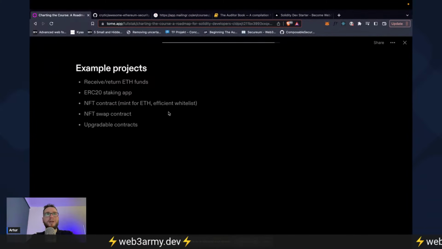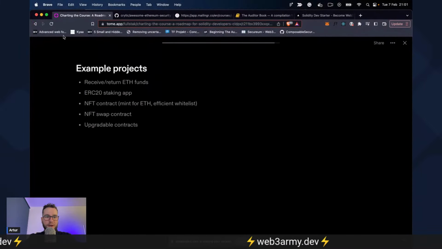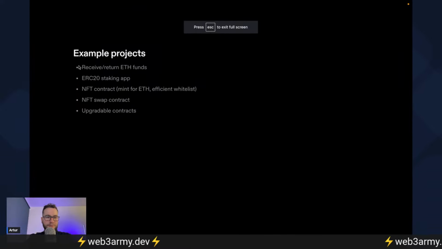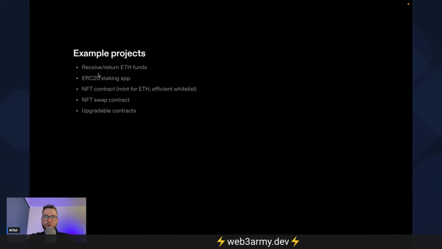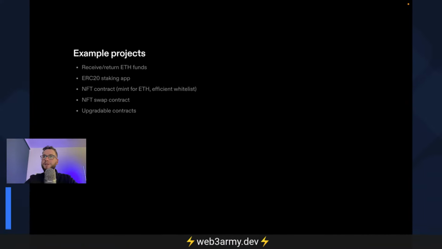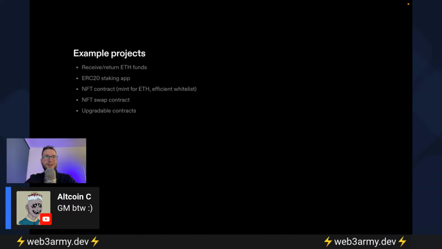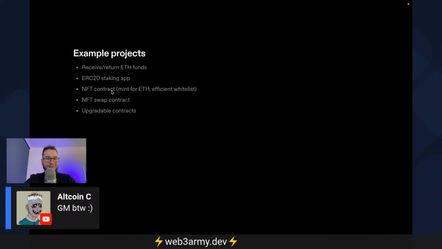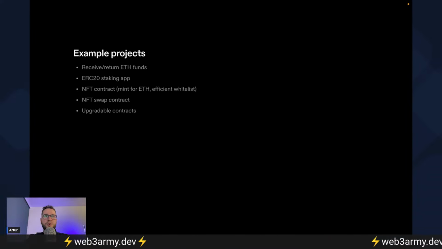If you would like to make some example projects, if you would like to practice Solidity, I think it's worth starting with some basic stuff, like receiving and returning Ether through your smart contract. Then it's also worth making an ERC20 staking application, so you can, for instance, stake some tokens in a smart contract and earn interest on them. Then it's also worth checking how to make an NFT contract and how to, for example, enable minting for Ether, where somebody has to pay the Ether, and how to do a whitelist efficiently, because I think this is also important to understand how to issue signatures and how to verify them at the smart contract level. Then it's also important to understand how to make upgradable contracts, because this is often something that clients actually ask for. So these are the projects that I will cover in my course.